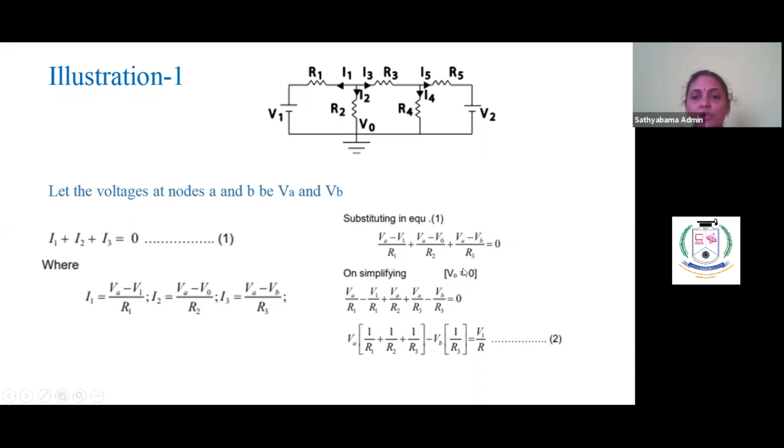So substitute V0 is equal to 0 wherever V0 is present. The equation will get reduced like this: VA by R1 minus V1 by R1 plus VA by R2, this is going to be 0. The next one, VA by R3 minus VB by R3. Now pulling out the like terms, you get equation 2. Right, now this is for the first node.